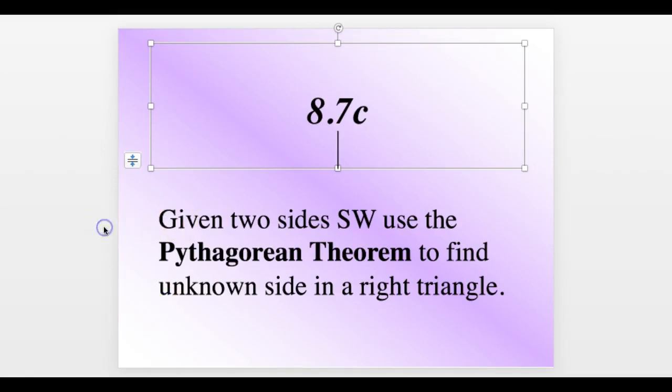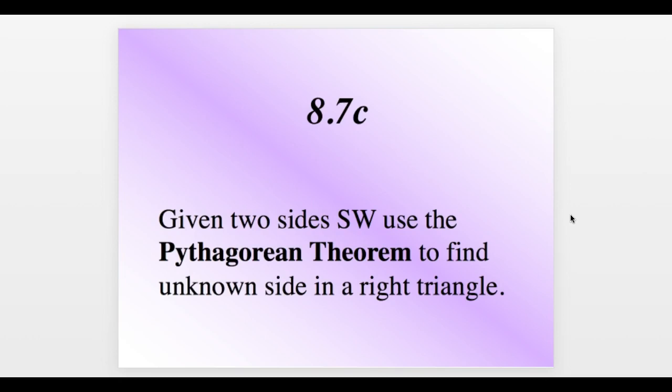Alright guys, welcome back, and today we're going to be starting a new lesson. Today we're going to be talking about the Pythagorean Theorem, and our objective for today is, given two sides, students will use the Pythagorean Theorem to find the unknown side in a right triangle. Alright, let's get straight into it.